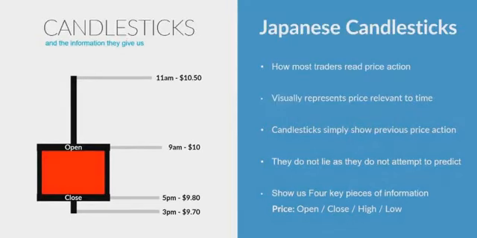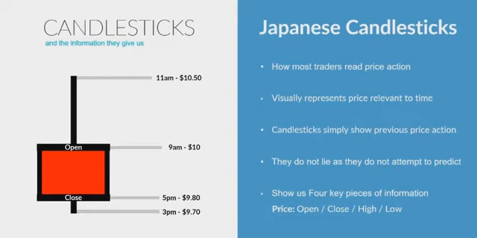It won't tell you that the high was at 10 a.m. or that the low was at 2 p.m. It's just not something we can do. Some of the trading platforms will go into that detail, but we don't need to. Okay, so that is essentially the Japanese candlestick.